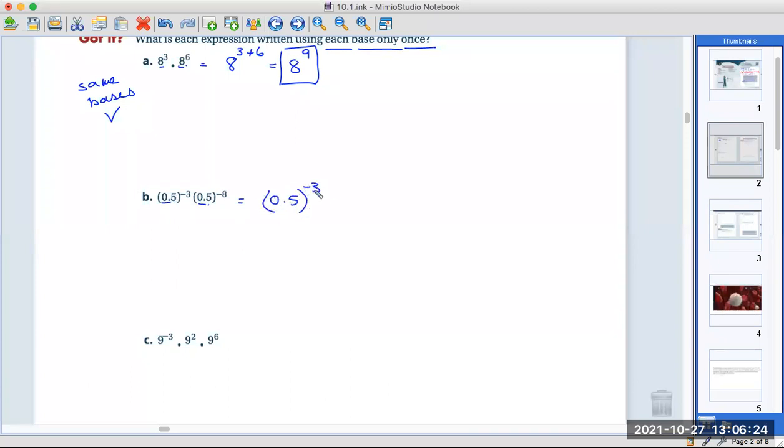-3 plus -8 is -11. So if you want to make that a positive exponent, you have to write it over 1, under 1. That makes it a positive 11, which is what we usually want, but this is okay for this scenario.